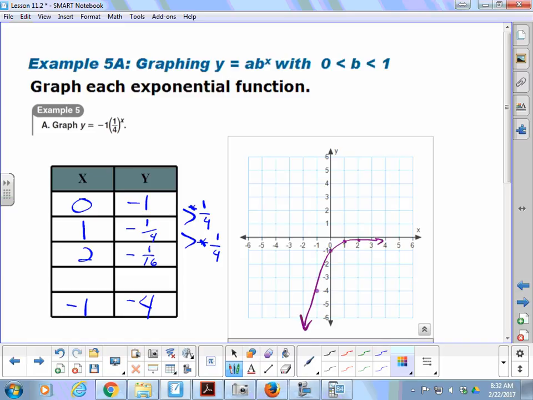So two things to remember. One, make sure you have arrows. Two, as you're getting closer to the x-axis, make sure you don't curl it back this way, because that doesn't happen. It just keeps getting closer and closer to the x-axis, but doesn't actually touch it. So be careful with your graphs there.